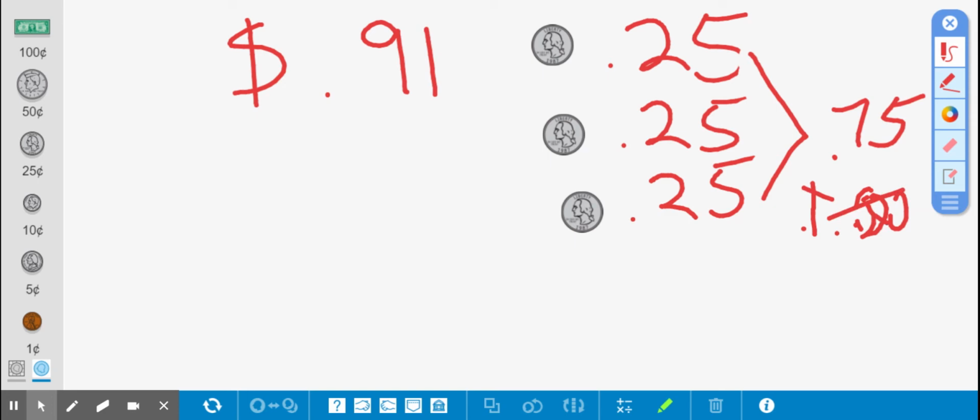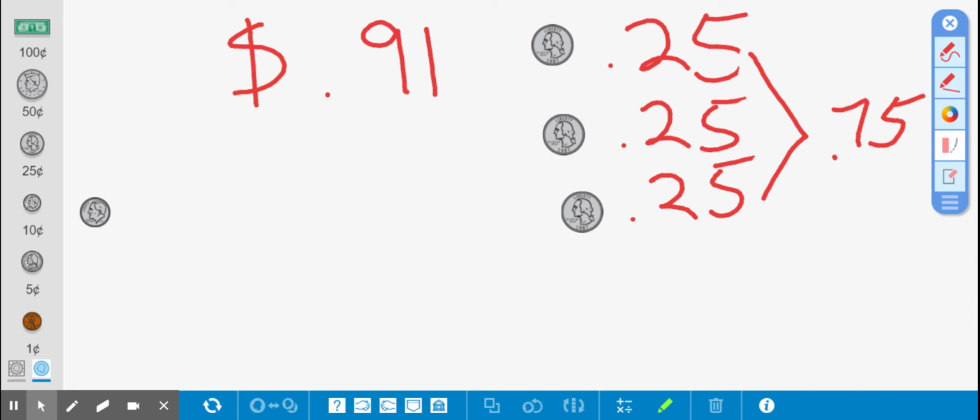I only need 91 cents. So let's stop right there. We can't use any more quarters. So we used as many quarters as we can. Next size coin in this situation would be the dime. So let's bring a dime out and see where that puts us.